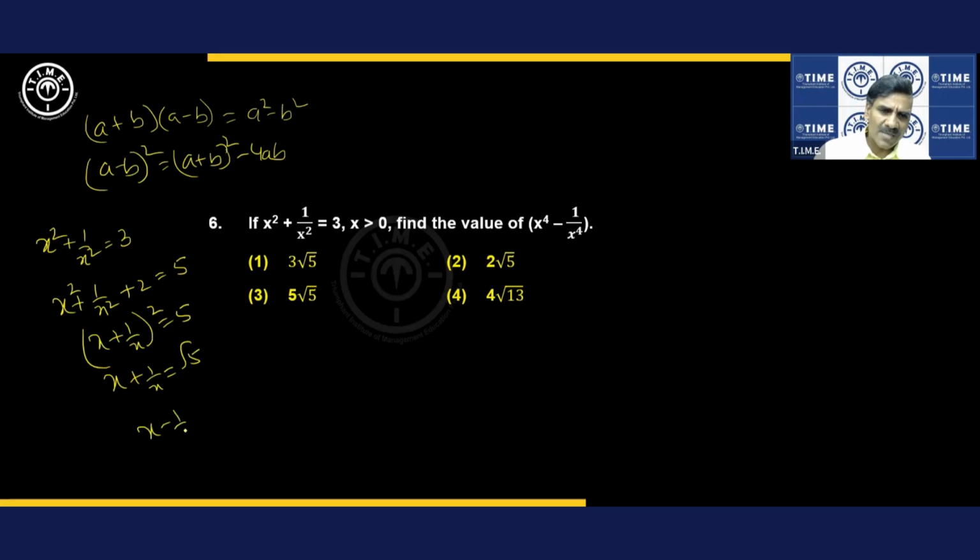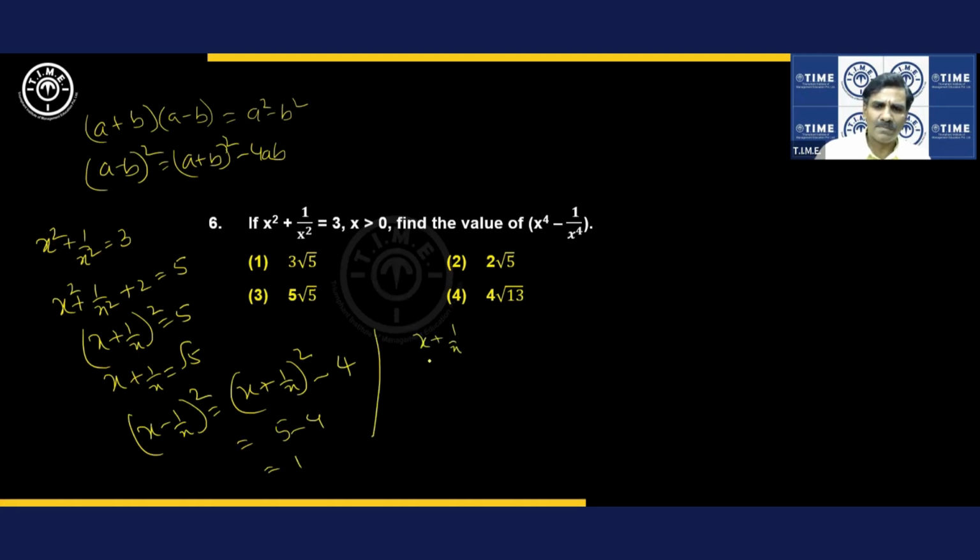So x minus 1 by x whole square is nothing but x plus 1 by x whole square minus 4ab, so 4 basically, because x and 1 by x will be anyway cancelled. x plus 1 by x whole square will become basically root 5 whole square. That will be 5. 5 minus 4 will be 1. So x plus 1 by x into x minus 1 by x: for x plus 1 by x we have root 5, this is 1. So the answer will be root 5.